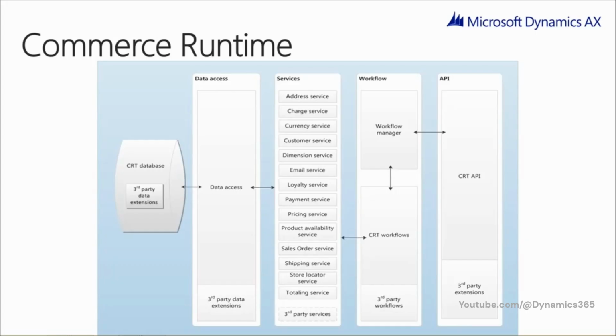Now let's talk about the API layer. On top of the workflow layer is the API layer. You can use the API for things like getting information about items, price calculation, shipping calculation, and placing order. You can extend the API to fit your business process.